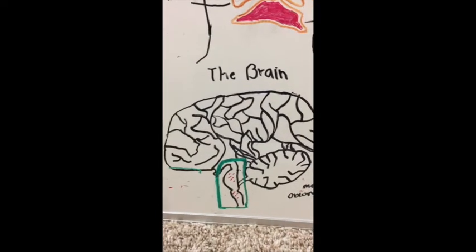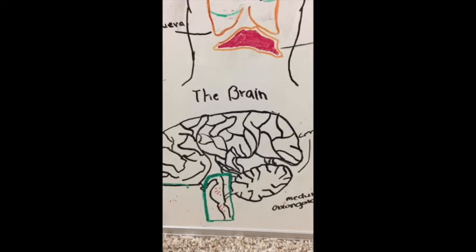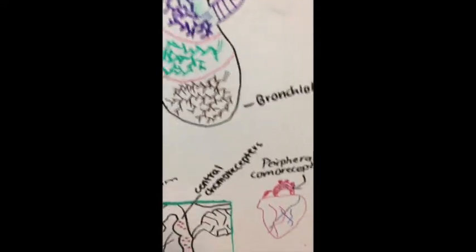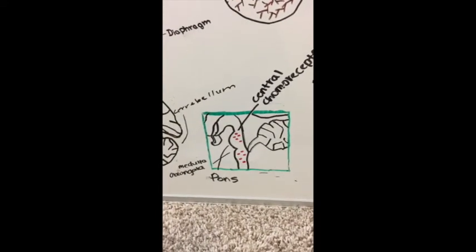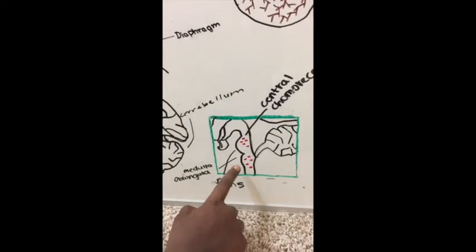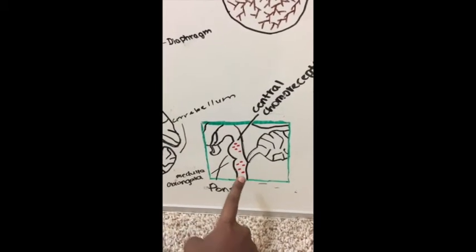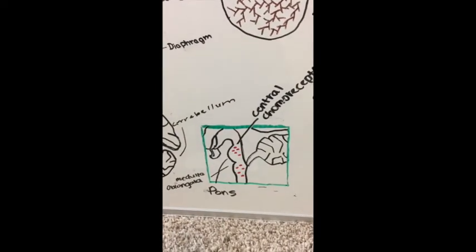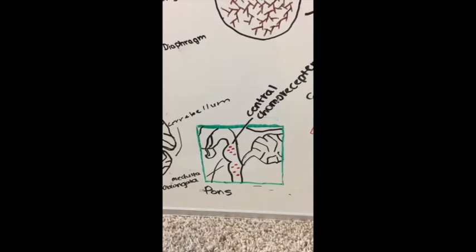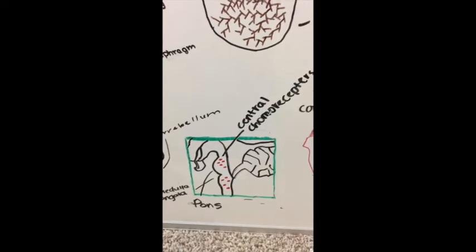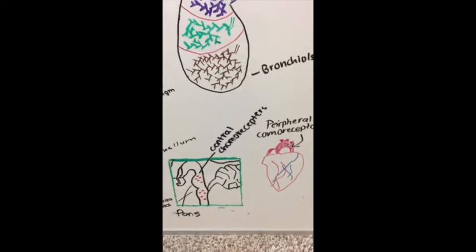In the respiratory center, a section of it is called the medulla oblongata. This will send signals to your muscles in order to help breathing occur. This is your medulla oblongata, this lower part right here. And this medulla oblongata will also control reflexes regarding sneezing, coughing, swallowing, and vomiting.